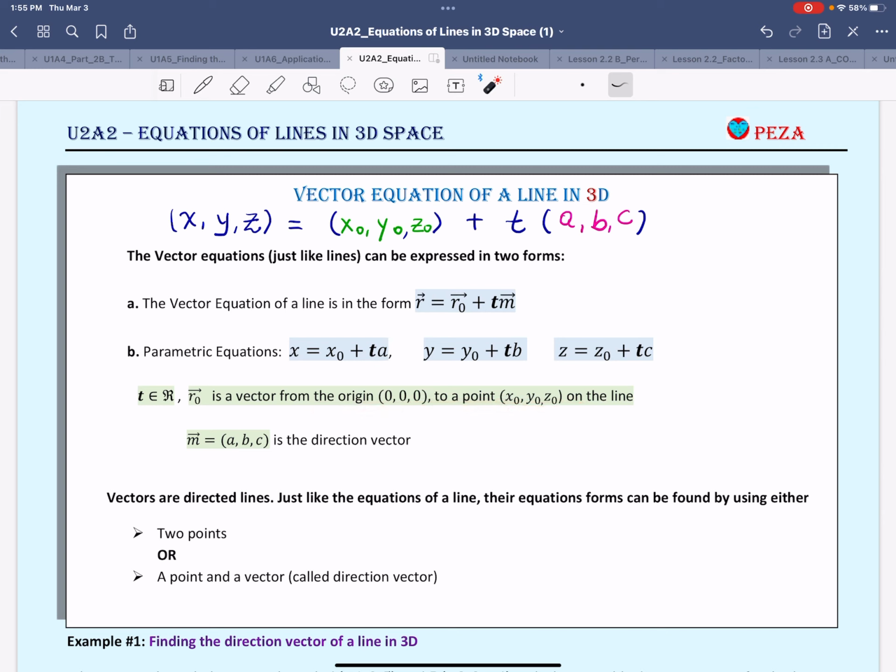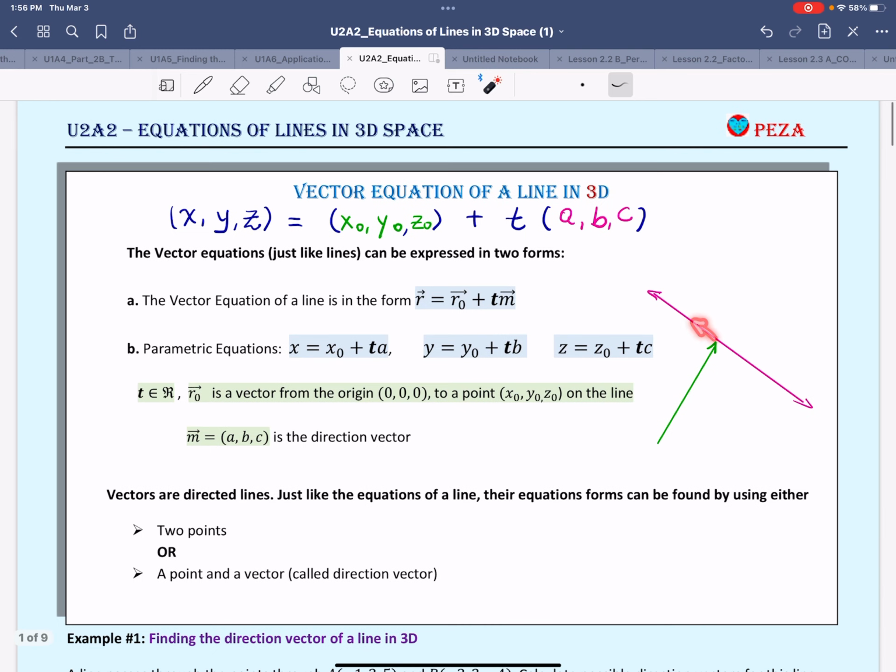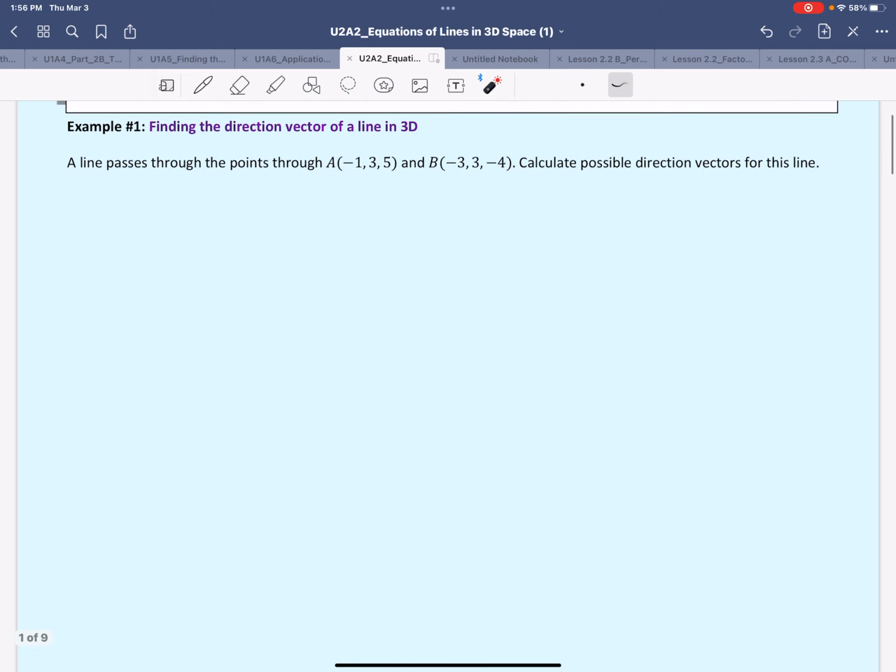Remember that we call this the vector equation of a line, right? So here is the starting vector, and the line is following the direction of some direction vector here, okay? And it has a starting point at the head of the starting vector. Now, a, b, and c will be the direction vector. So the direction vector can be this one, or it can be this one, or it can be even longer than this, right? So we're going to take a look at the first example.